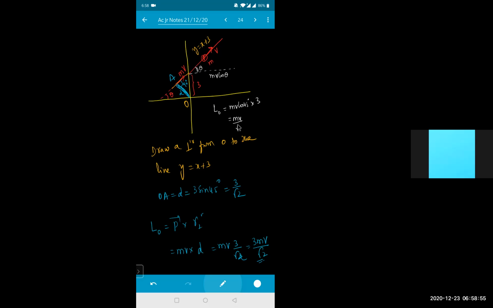1 by root 2. 1 by root 2 into 3. So what is the answer? 3 into mv divided by root 2. Same root 2 came, see. 3 into mv divided by root 2.